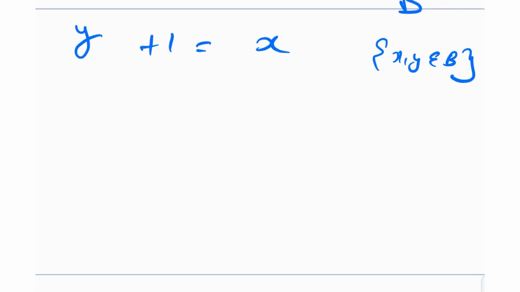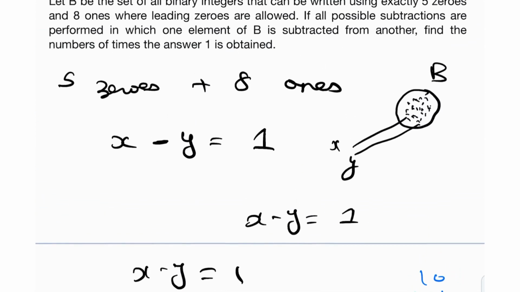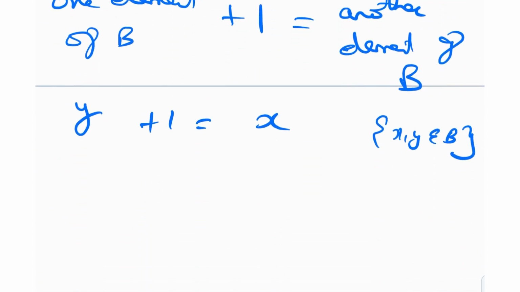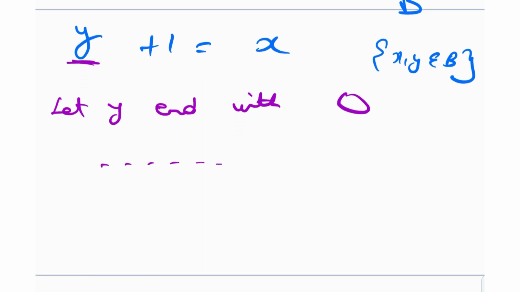So like we said, any element in B will have 13 places. We'll have 5 zeros and 8 ones. So in total, it will have 13 places to fill up these digits. So let's say the number ends with 0. So we're considering y, right? So let y end with 0, and then we're going to add 1. So for example, y will have some 12 digits like this, and at the end it will have 0. So its last digit will be 0.